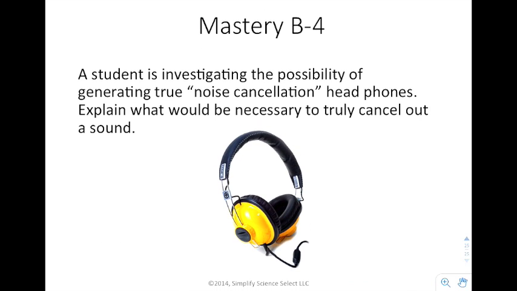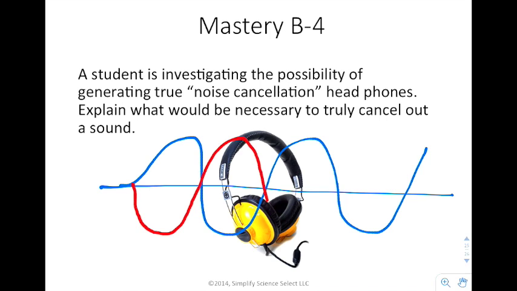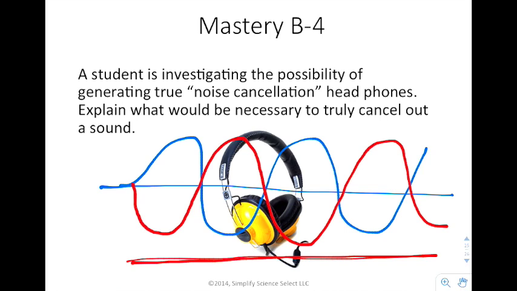A student is investigating the possibility of generating true noise cancellation headphones. Explain what would be necessary to truly cancel a sound out. So if I have some sort of sound, in order to cancel out that sound, I would have to emit a sound that is the exact same as that sound, but in the opposite phase. This is called the opposite phase. And the resulting combination of these two waves would be a superposition, and it would be a straight line.